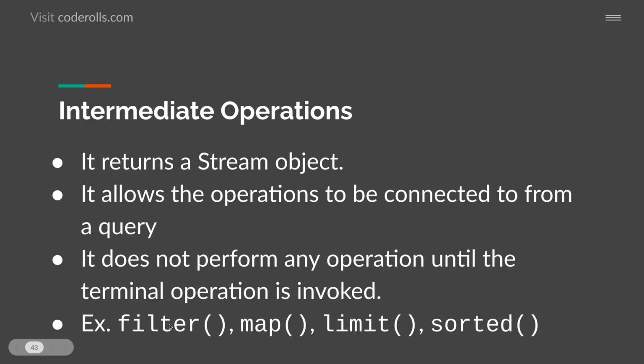The examples for the intermediate operations are filter, map, limit, sorted. Do not worry about these methods. We will see all the methods and their respective examples in the upcoming videos. So these are the intermediate operations. Let's see the terminal operation now.